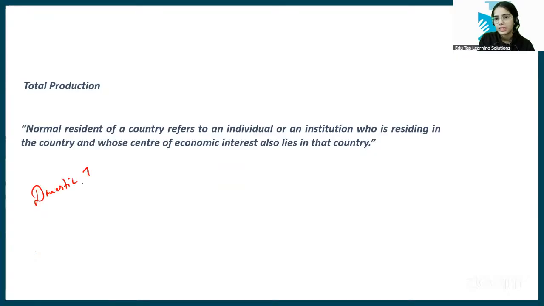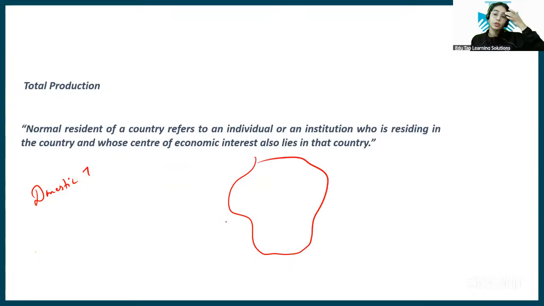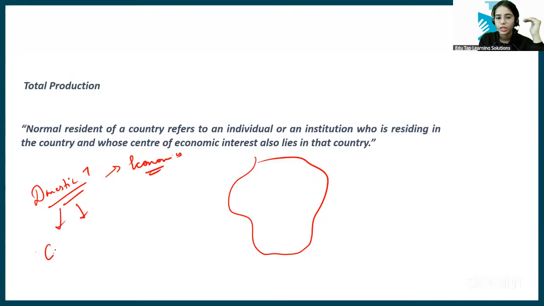When we talk about domestic territory, are we only talking about the geographical territory of India? No. In geography, we talk about geographical territory. But when we talk about domestic territory in economics, it means our geographical territory that is under the control of India and is producing for India, as well as the embassies that we have all over the globe.